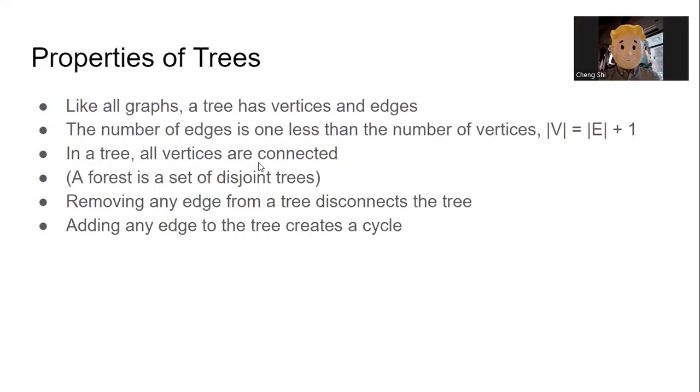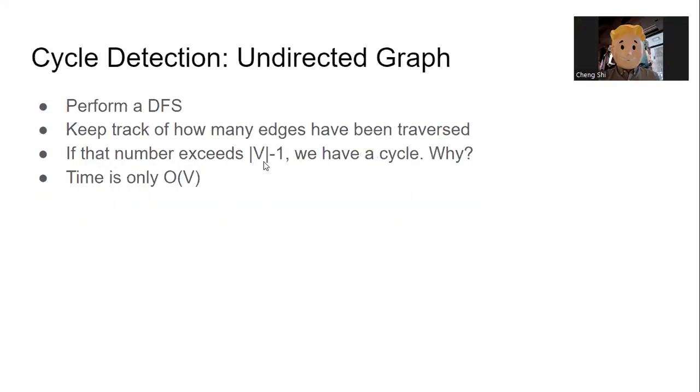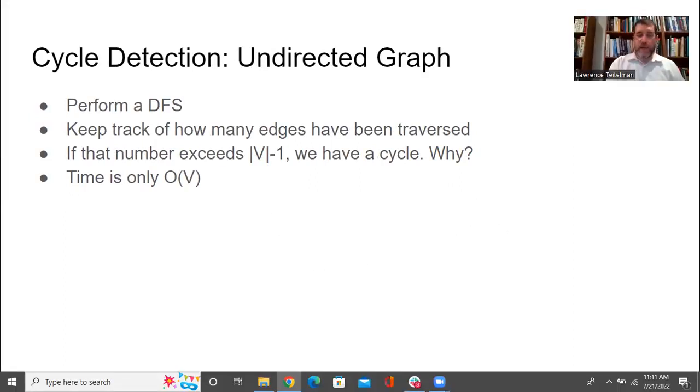Wait, what if the graph is like one line, connected one by another? Does that also have a cycle? So you're saying if I have a graph that looks like this with two vertices and one edge, like A, B, C, D in one line? Is it directed or undirected? Undirected, I guess. That's not a cycle, right? I can go from A to B and B to C and C to D, but I can't go from D to A. Right? Okay.